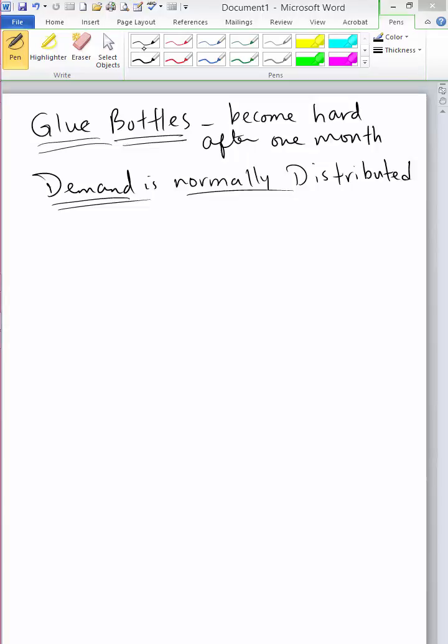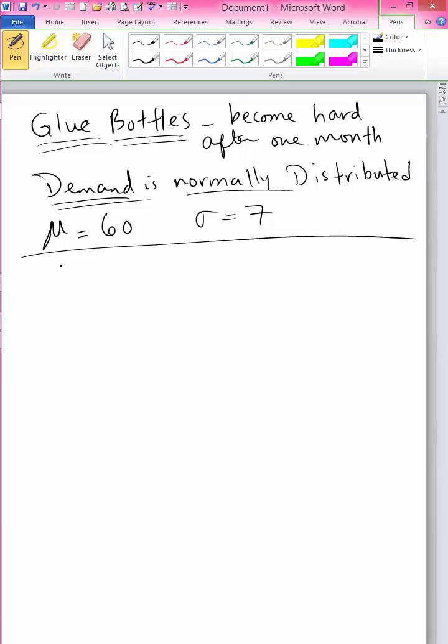Now let's find out what our demand distribution is like. Demand is normally distributed. Mean demand during 1 month is 60 bottles, and standard deviation for demand during 1 month is 7 bottles of glue. Our cost structure: the cost for the hardware store to buy one bottle is $1.20, and the price to sell one bottle is $4. There is no salvage because if the glue gets hard at the end of the month, they have to throw it away.